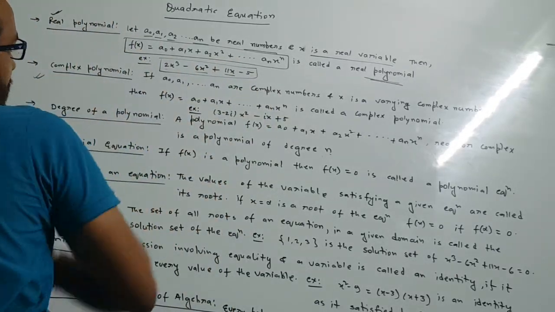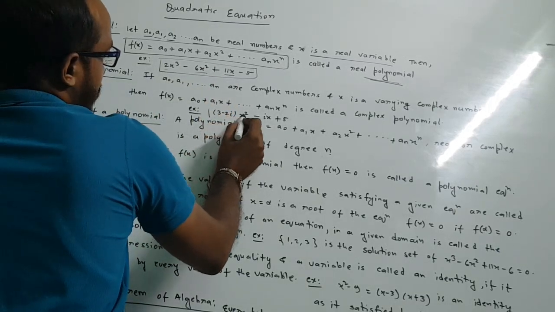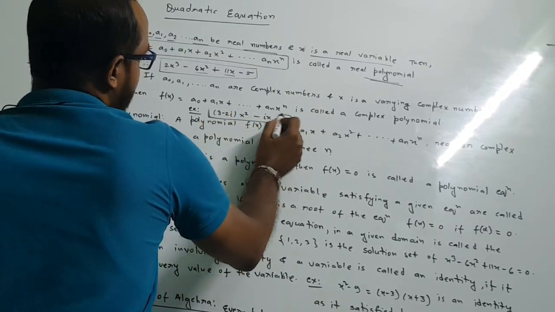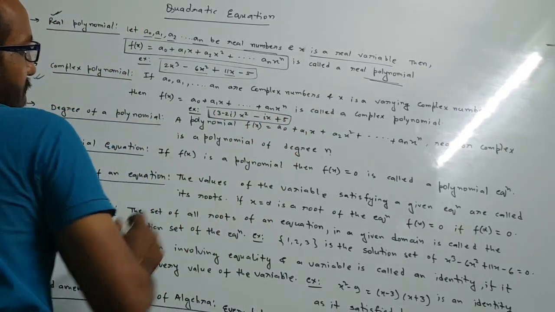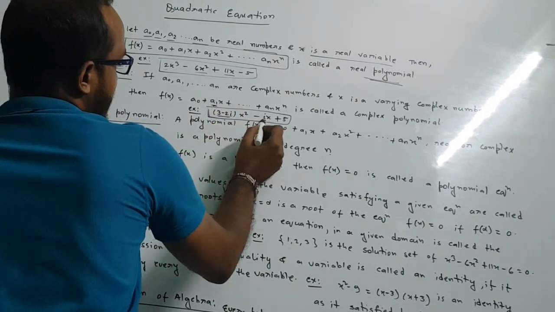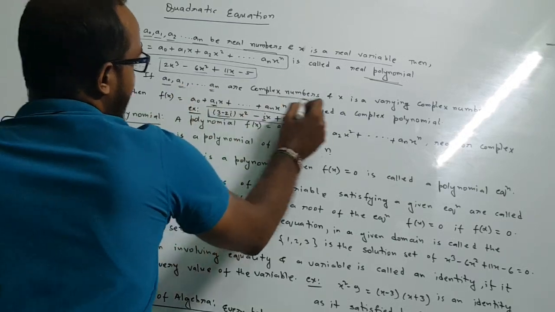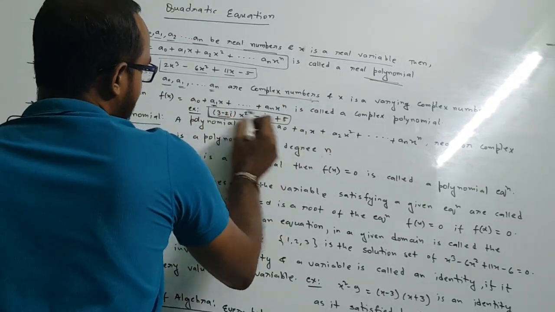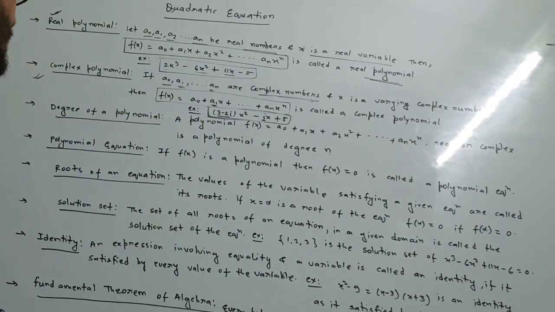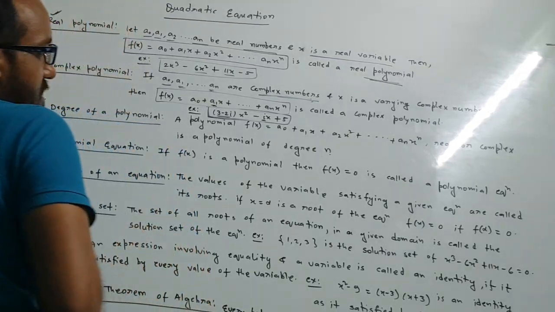Now what is a complex polynomial? If these terms are complex, see one example, (3 minus 2i) x square minus i into x plus 5. This type of equation is a complex polynomial. Why? See, the coefficient of x square and the coefficient of x are complex numbers. If a0, a1, an are complex numbers, then this type of equation is known as a complex polynomial.